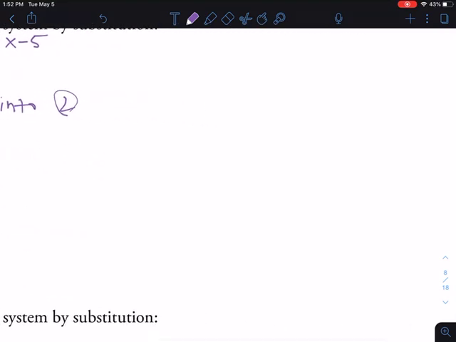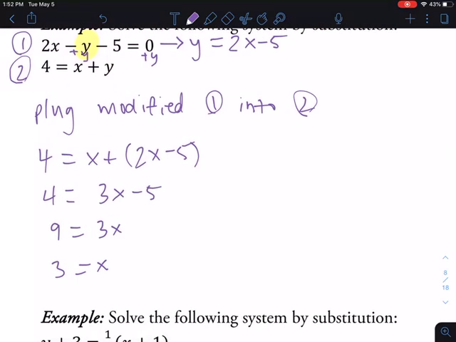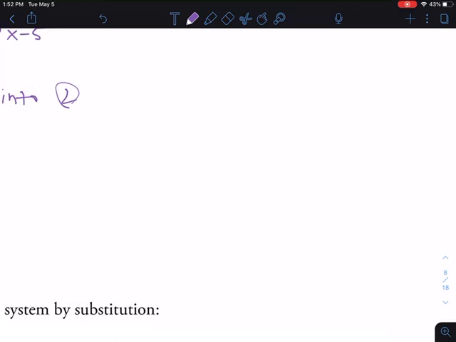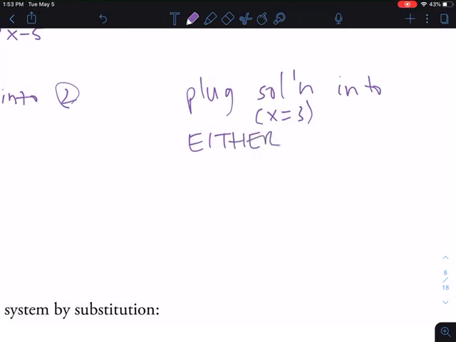Then the next step is step 6, and it says substitute the value found into either equation to find the value of the other variable. So what we're saying is we already know now that x is going to be equal to 3 in our solution, but we need to find out what y is going to be equal to. And how we do that is we're going to plug our solution, in this case x equals 3, into, I'm going to write this in all caps because it doesn't matter, either equation.